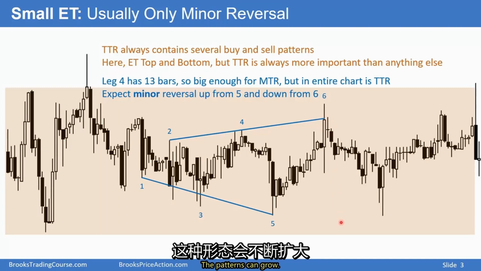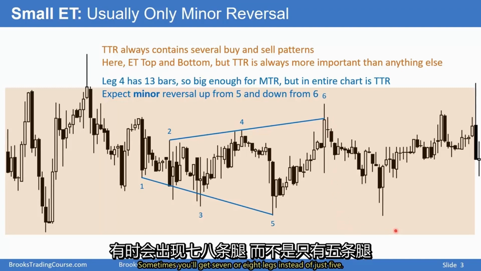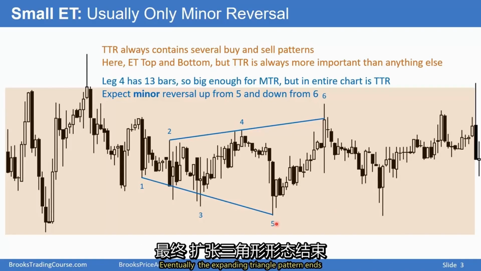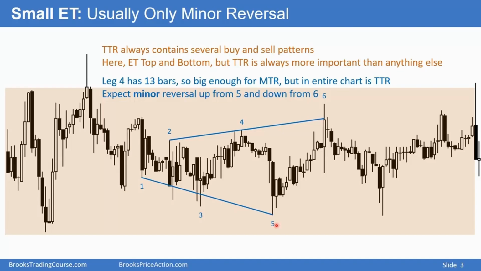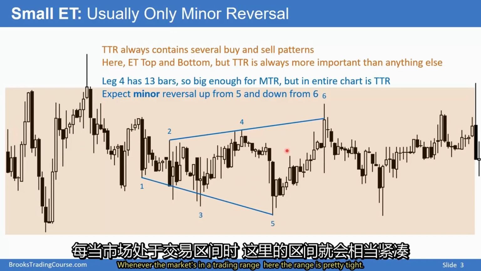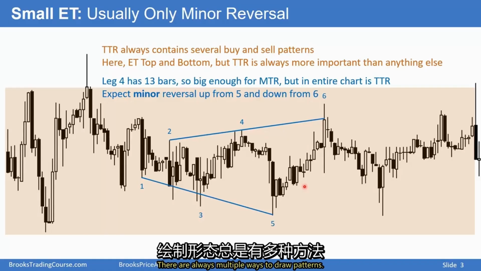The patterns can grow. Sometimes you'll get 7 or 8 legs instead of just 5. Eventually, the expanding triangle pattern ends and it becomes something else, a trading range or a bull trend or a bear trend. Whenever the market's in a trading range, here the range is pretty tight. There are always multiple ways to draw patterns.